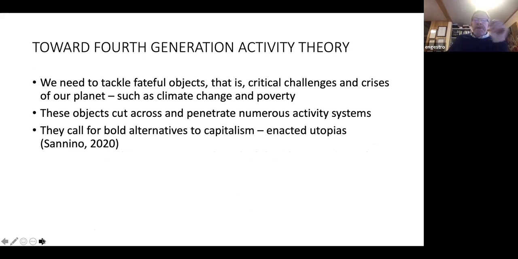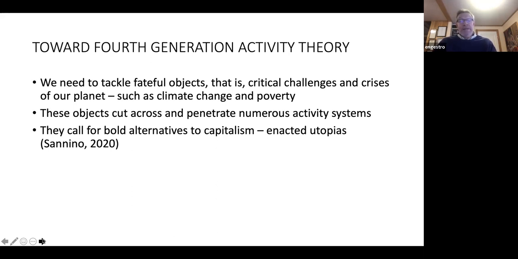Finally, to end this presentation, I would like to emphasize that what we, in my opinion, are seeing is a shift, a movement in activity theoretical research toward what I call fourth generation activity theory. The current era, as we all are painfully aware of, is a fateful era for humankind. We are facing critical global challenges and crises that threaten the very existence of our species on this planet, such as climate change and extreme poverty, but also very much interconnected crises, such as health crisis, climate change, poverty, all interconnected.